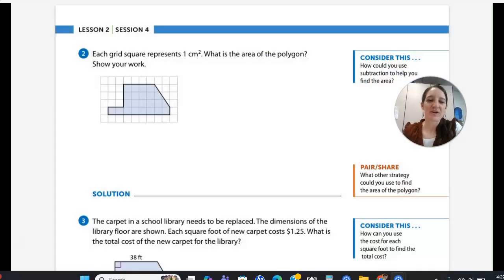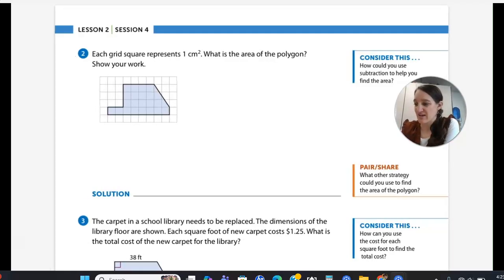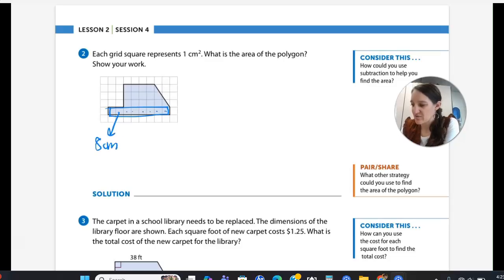Each grid square represents 1 centimeter squared. What is the area of the polygon? So you can do this any way you'd like, and yours might be different than mine, and that'd be okay. So that's 2 centimeters squared. I'm going to do that right there. Actually, hold up. Better idea. I'm going to do that whole thing right there. 1, 2, 3, 4, 5, 6, 7, 8. So that's 8 centimeters squared.